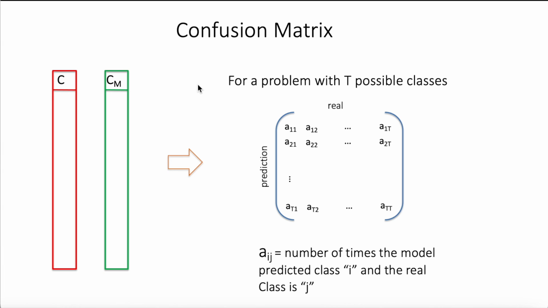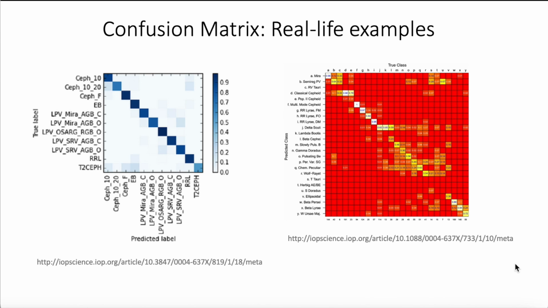Going more general, for a problem with t possible classes, we're going to have t columns, t rows, and the position A sub ij is going to be the number of times the model predicts class i, but the actual class is j. Here are some images of real-life confusion matrices.